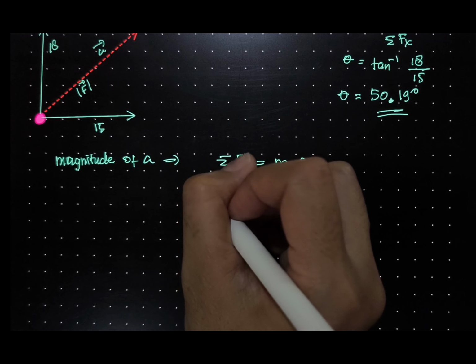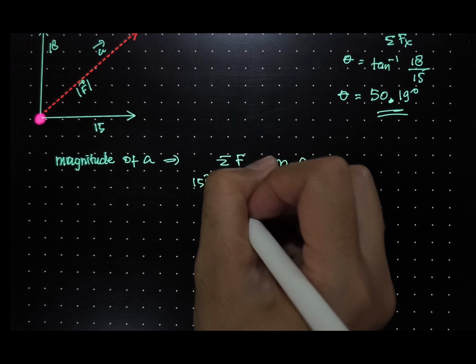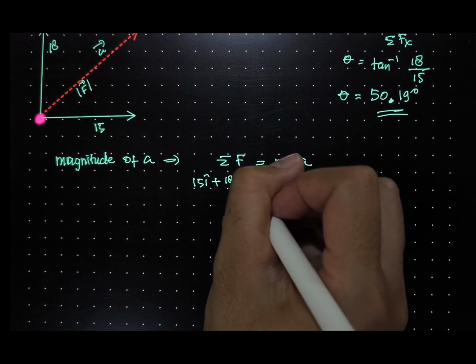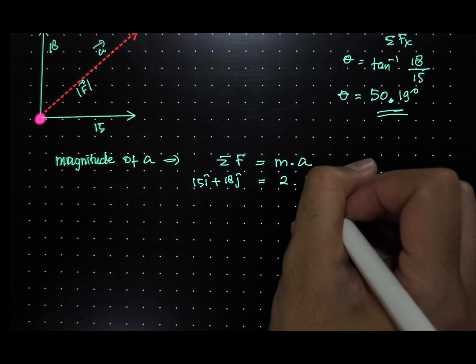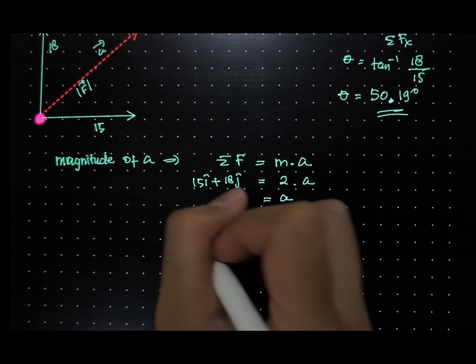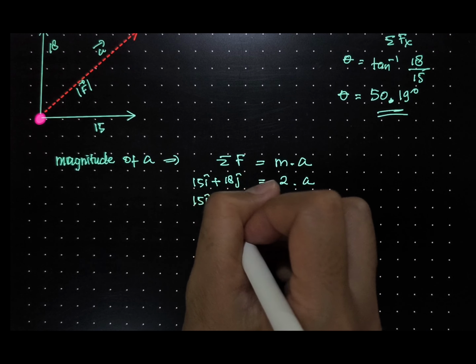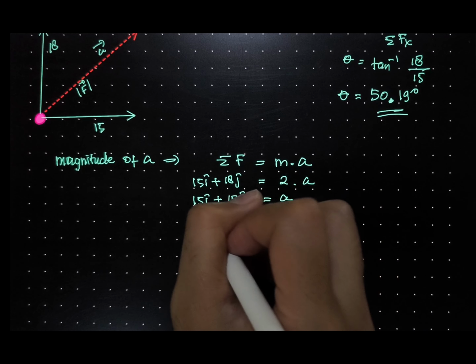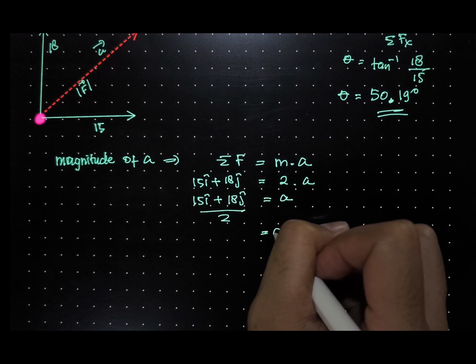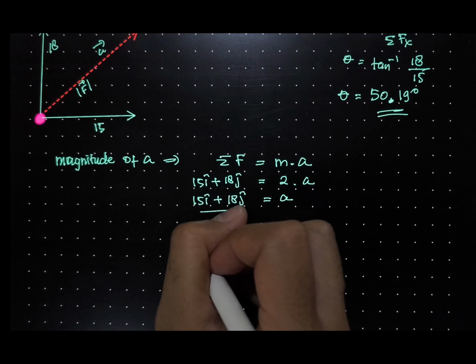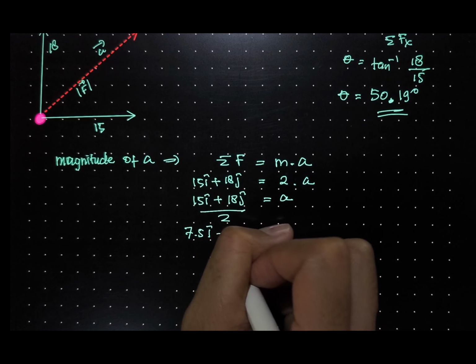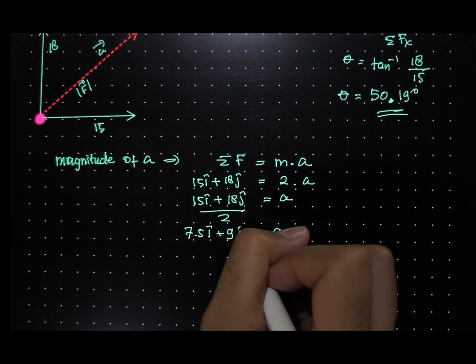We already know that the sum of force is 15i plus 18j and the mass is 2 kilograms. So 15i plus 18j equals 2a. Dividing by 2, we get the acceleration a equals 7.5i plus 9j. This is the acceleration in vector form.